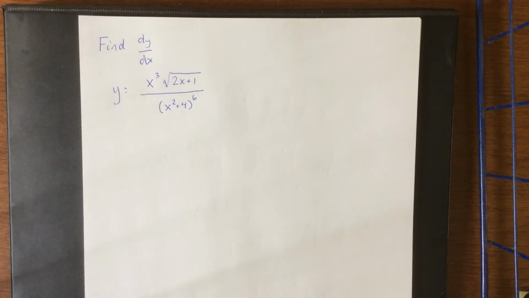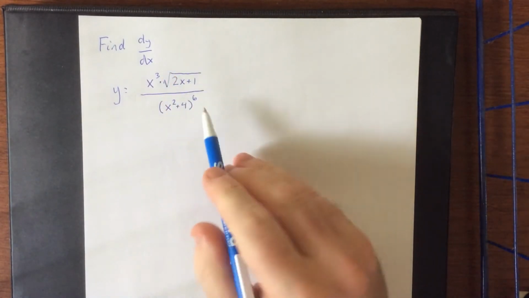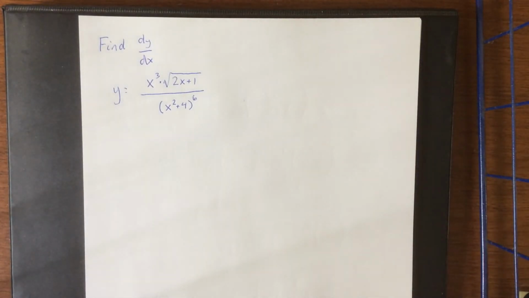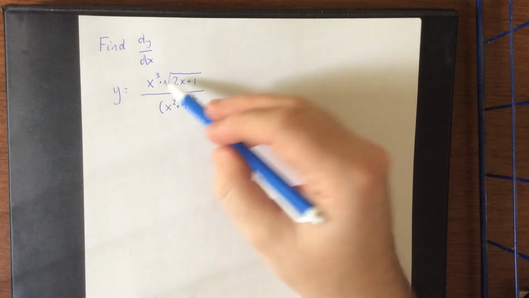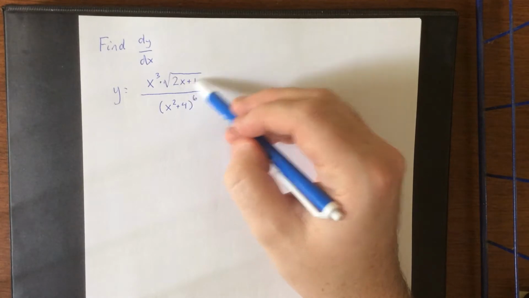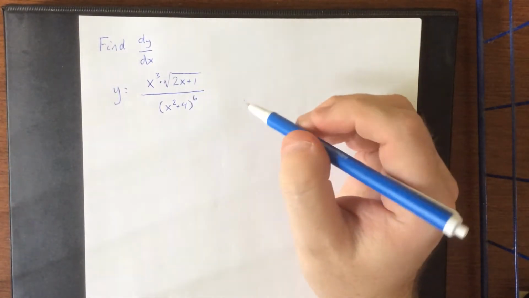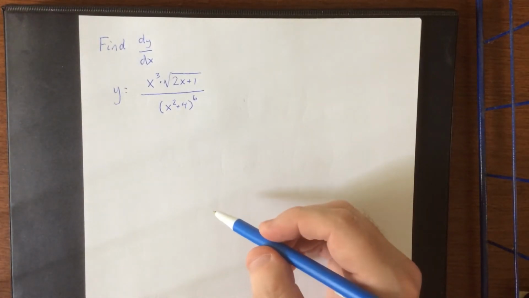To demonstrate another use of logarithms, I'd like to consider the following function. This is y equals x cubed times the square root of 2x plus 1, all divided by x squared plus 4 raised to the 6th power. Now, taking a look at it in its current form, I would start with the quotient rule, then product rule for the numerator, power and chain rules for the denominator, another power and chain rule for this radical. Oh my gosh, I'm making myself sweaty just thinking about it. This is terrible. Well, there is an alternative, and we're going to look into this alternative.